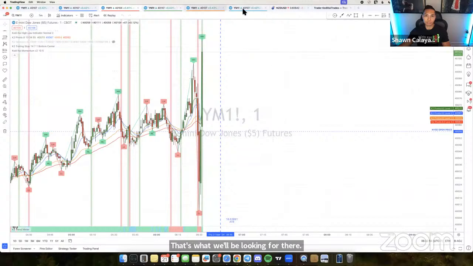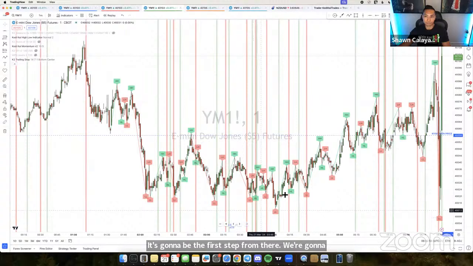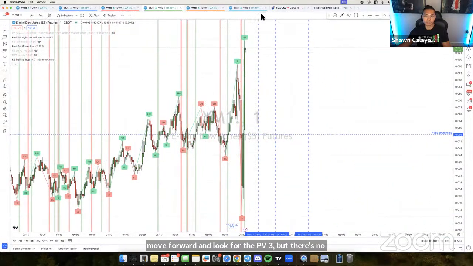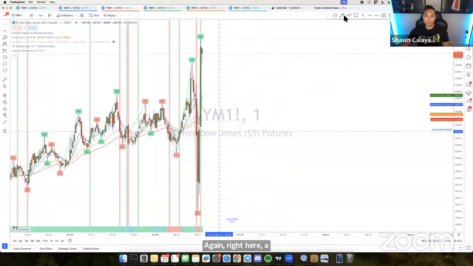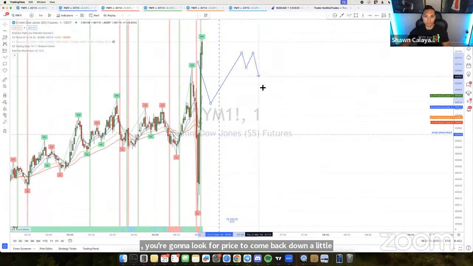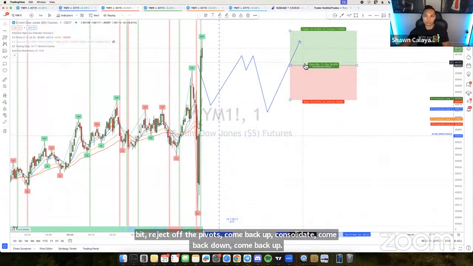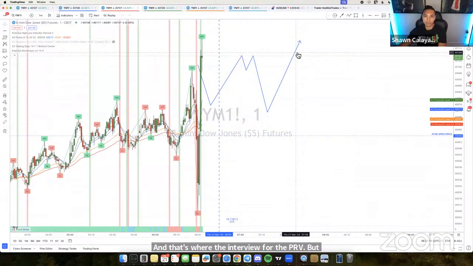From there, we're going to move forward and look for the BV3, but there's no double body, double wick. So again, we just got to sit tight. Again, right here, no double body, no double wick. So we're still waiting. If you're looking for the PRB, you're going to look for price to come back down a little bit, reject off the pivots, come back up, consolidate, come back down, come back up. And that's where the entry would be for the PRB. But again, nothing here yet.